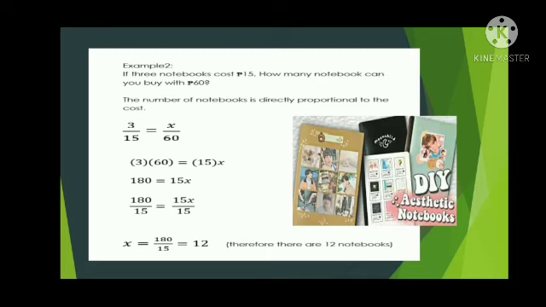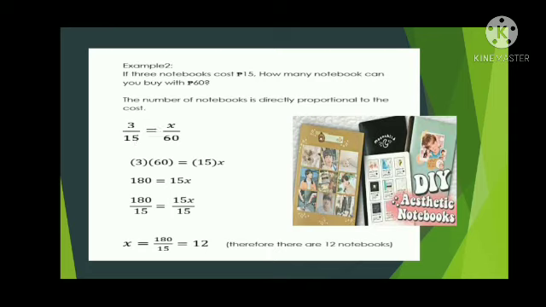So since we have this equation, we can now apply cross multiply or cross product, cross multiplication. Okay, so to cross multiply natin, that is 3 times 60 is equal to, so what is 3 times 60? That is 180 equals 15 times x, which is 15x.